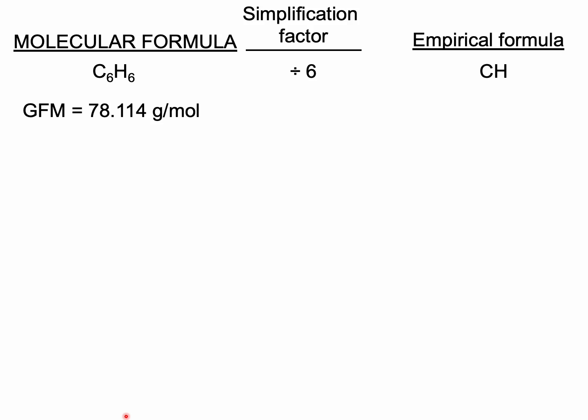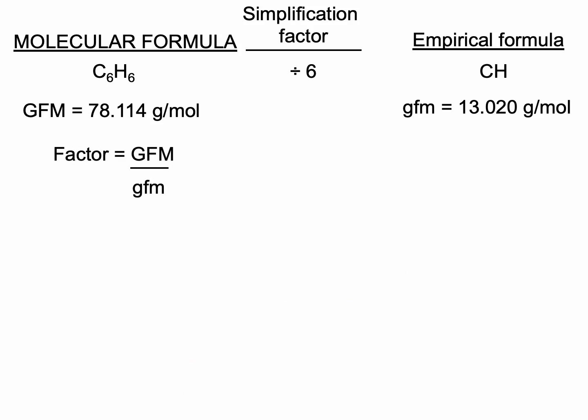When I'm telling people how to find the simplification factor, I talk about a big GFM and a small GFM. The big GFM is given to you in the problem. You can't figure this out yourself; you have to be given this value. This is the molar mass for the molecular compound, the unsimplified one, and it's going to be a larger number than the small GFM, which is just the molar mass of the empirical formula. The factor is the larger number divided by the smaller number. So we put those numbers in, and we get that the simplification factor, which we already knew, is equal to 6.